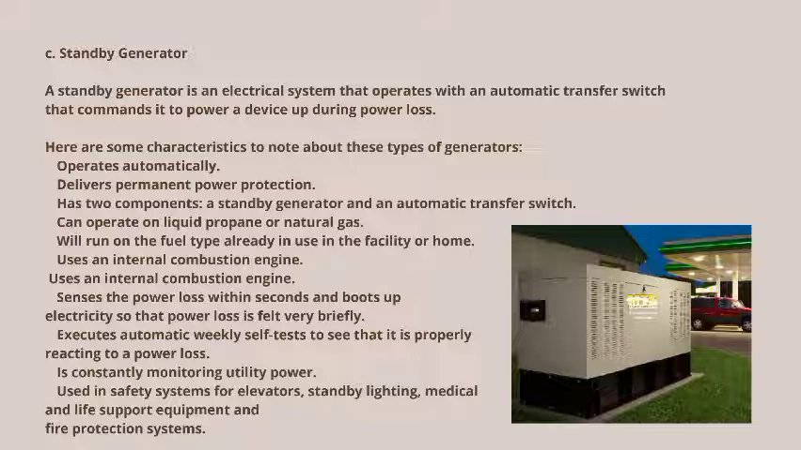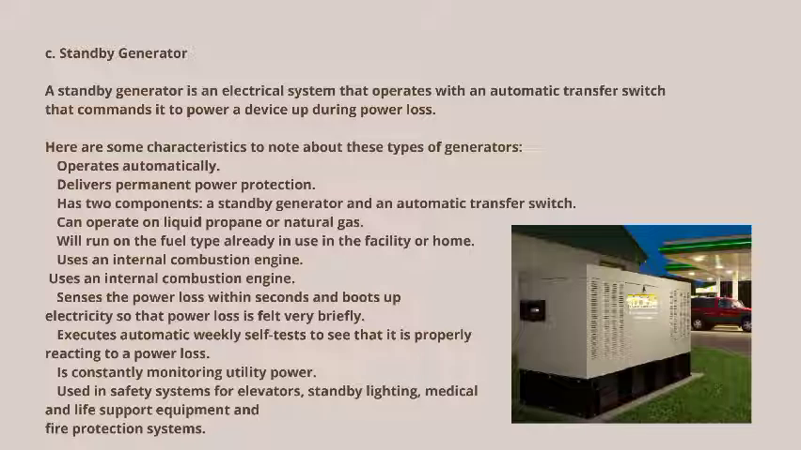Operates automatically, delivers permanent power protection, has 2 components, a standby generator and an automatic transfer switch, can operate on liquid propane or natural gas, will run on the fuel type already in use in the facility or home, uses an internal combustion engine, senses the power loss within seconds and boosts up electricity so that the power loss is felt very briefly. Executes automatic weekly self-tests to see that it's properly reacting to a power loss.